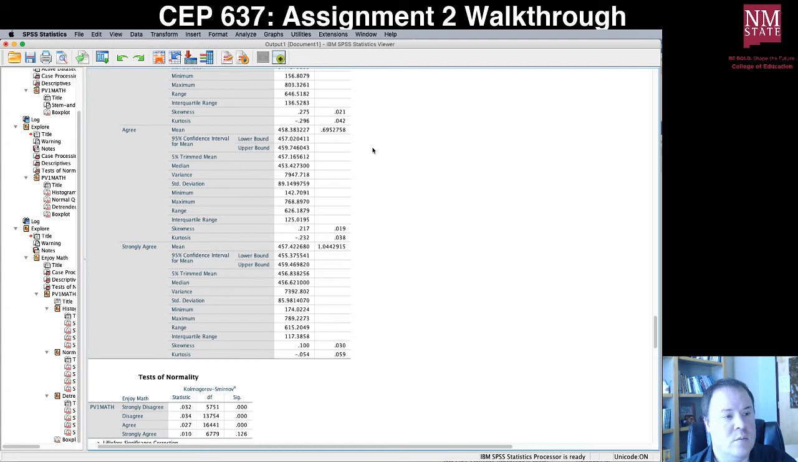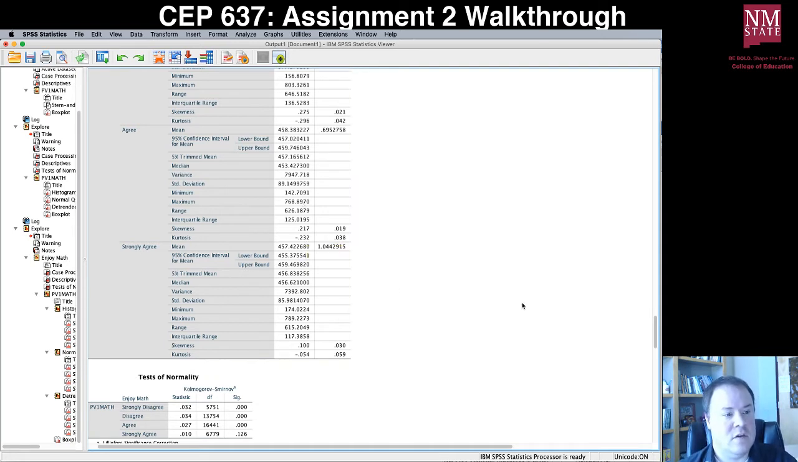In the agree group, we have a mean of 458 and a median of 453. So even less skewed. Those two scores are pretty similar to one another. A smaller standard deviation than in the overall group. And skewness and kurtosis values look okay. Minimum of 142, max of 768.